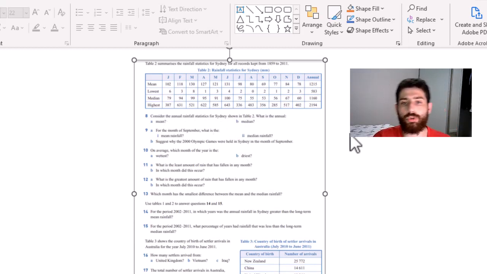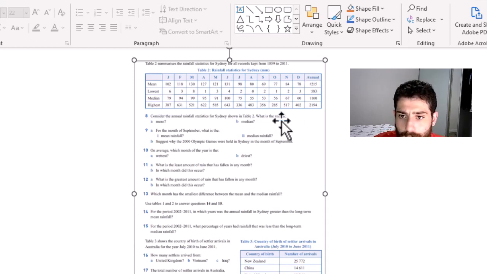So as I told you, you should first focus on the keywords. So here, what are the keywords? Annual rainfall statistic. So the annual, this is the annual, right? So this is the annual in table 2. And the other keywords is mean. So what does that mean? This is the mean. So basically that's the mean and that's the annual. So the answer will be 1215. That is the annual mean.